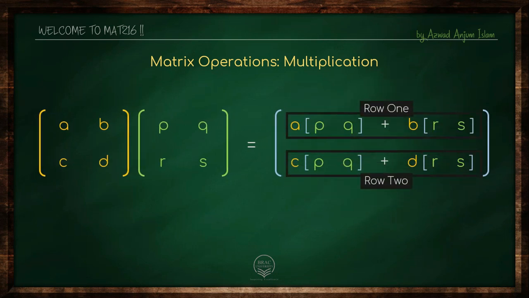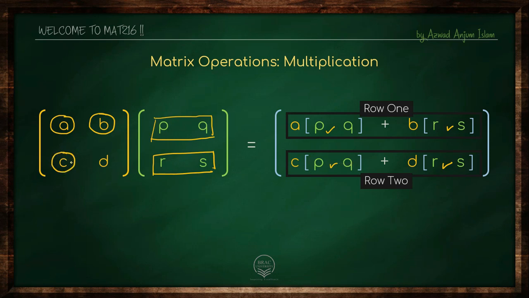And as you can see, we are taking the linear combination of the rows, the two rows here, P and Q, and R and S. And as you can see, we have these rows here. For now, focus only on the first row here. As you may have noticed, the first row, the row P and Q, is being multiplied by the first element of this row, and the second row R and S is being multiplied by the second element of this row. Similarly, for row 2, the first row P and Q is being multiplied by the first element of this row, the second row R and S here is being multiplied by the second element of this row.